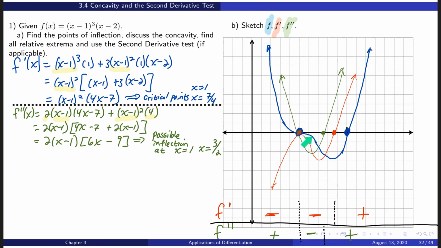Concave up here, concave down here. There's another point of inflection right here at 1.5, which is kind of hard to see, but it switches from concave down back to concave up and remains concave up the entire way.